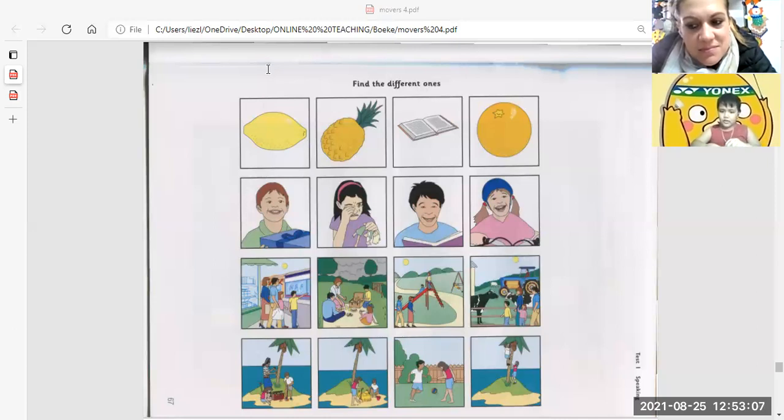These people is sadly. In most of the pictures, it is sunny. I don't know. But in picture two, it is? Picture two, it is cloudy. It's cloudy. Yes. And the last one?